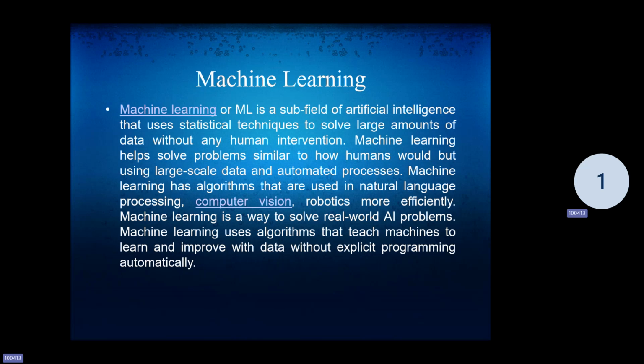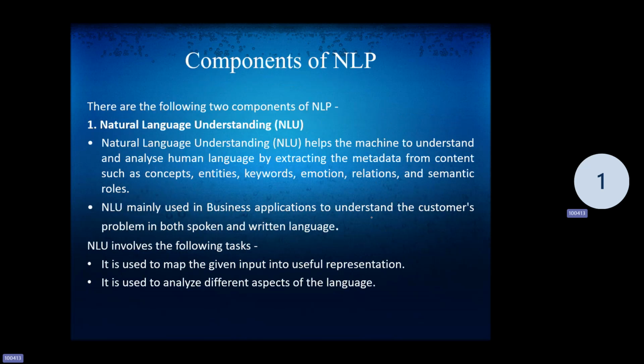AI makes machines intelligent, but how will a machine become intelligent? By using some machine learning algorithms. Got it? So machine learning is the way to solve real-world AI problems. Machine learning uses algorithms that teach machines to learn and improve automatically with data, without explicit programming.